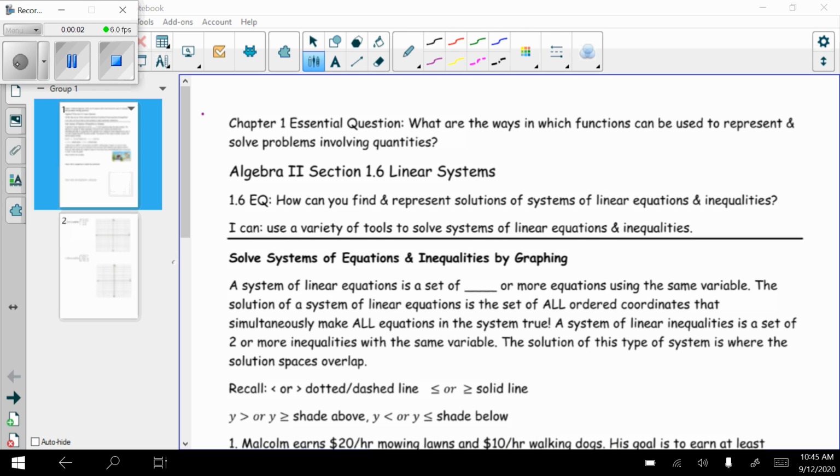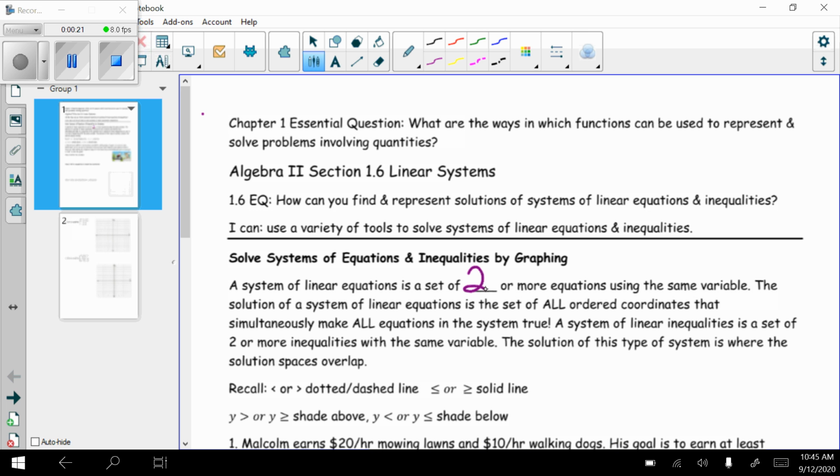So today we're going to look at Algebra 2, Section 1.6, Linear Systems. How can you find and represent solutions of systems of linear equations and inequalities? First, we need to start out with what is a system of linear equations. It's a set of two or more equations using the same variable.